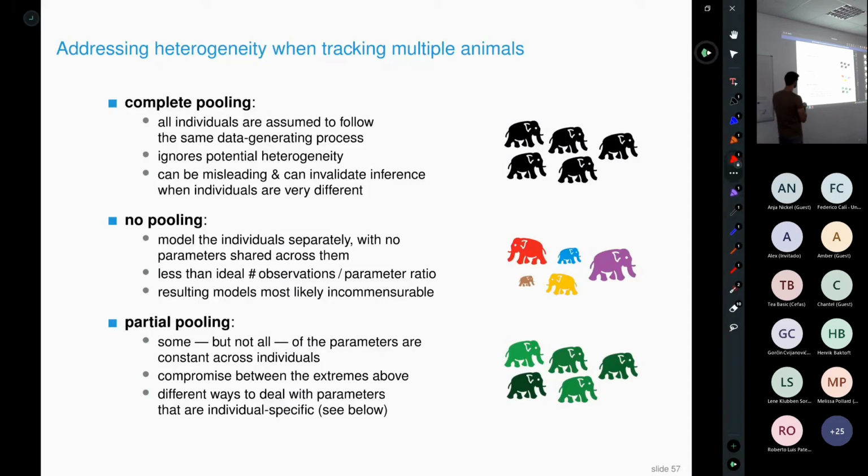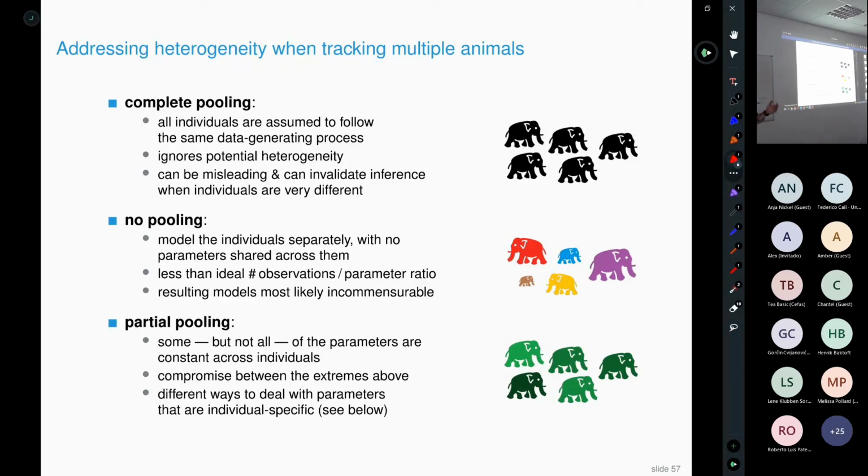You can have no pooling, the opposite extreme, where you say all animals are completely different. I don't see how I could fit a joint model, so I fit 5 different models to 5 different elephants. So you would fit 5 different HMMs, for example. These are the 2 extremes. Either they're all the same, which is very simple, you just use the same model as before, or they're all different, which is also very simple, because you just fit multiple models. But neither is satisfactory, because in the first case you just ignore the variation, and in the second case you end up with lots of models that might be very difficult to make sense of.